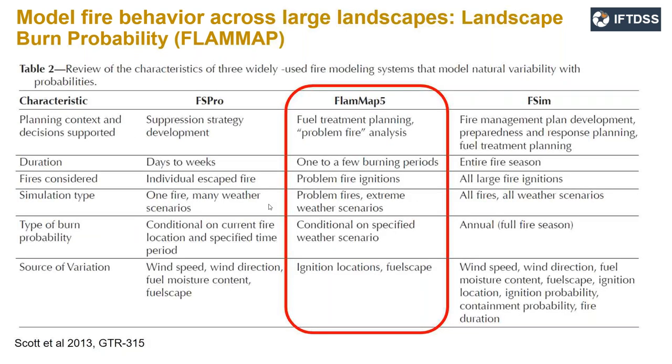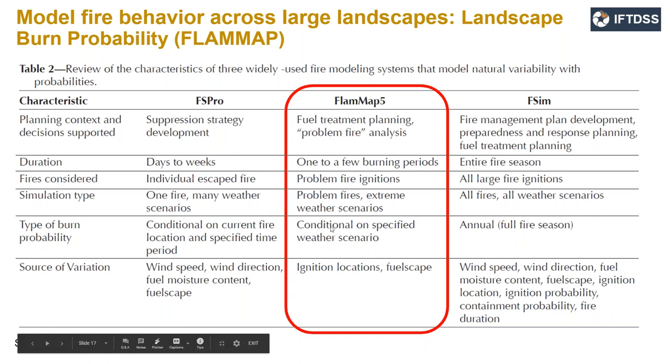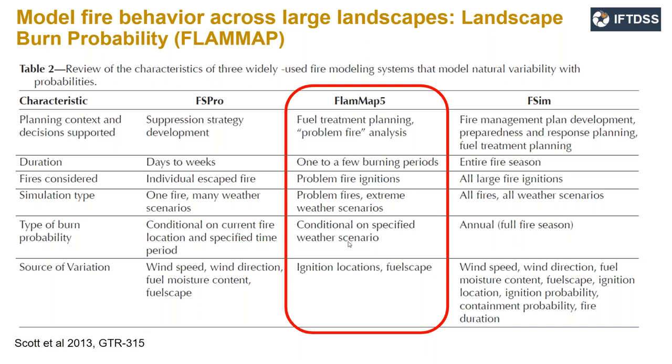Just to talk a little bit more in depth, and Nicole can describe this in depth if people have questions, but what we're using for the burn probability model within IFTDSS is based on FLAMMAP 5. So the scenario we're looking at is a problem fire analysis. It needs to be a worst case scenario in terms of fire behavior and fuel moistures. And it's looking at that single weather scenario, the single scenario of the input values. They're not changing over time, and it's not looking at different fire seasons. This is one specific set of inputs.